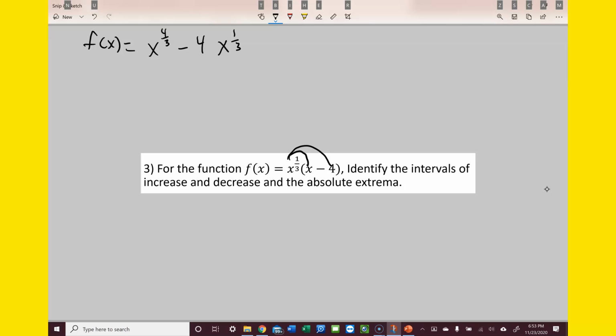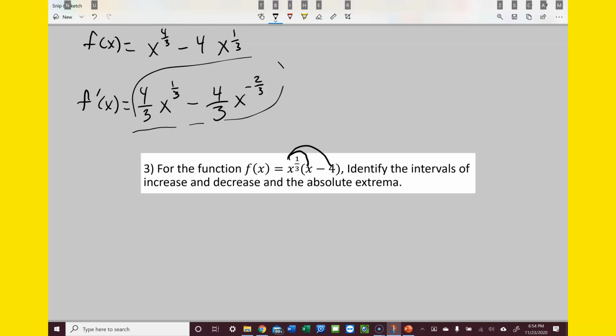And so now that makes my derivative pretty easy just using the power rule. That's going to be 4/3 x to the 4/3 minus 1 is 1/3. Here I move the 1/3 down and it multiplies with the -4 in front. So that's -4 times 1/3, that's -4/3. X to the 1/3 minus 1 is -2/3. All right.